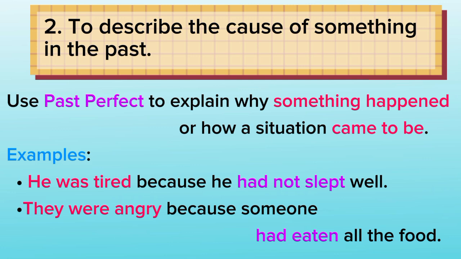2. To describe the cause of something in the past. We use past perfect to explain why something happened or how a situation came to be. Examples: He was tired because he had not slept well. They were angry because someone had eaten all the food.